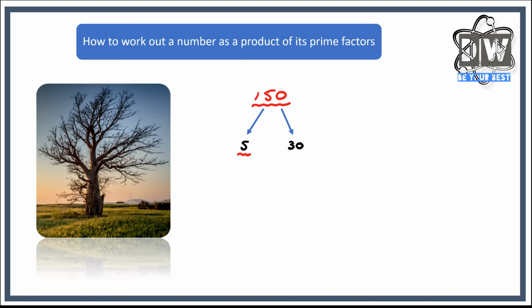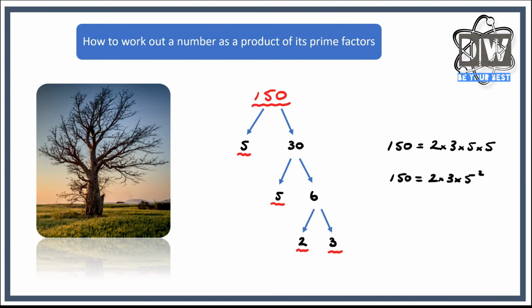But now let's go. What two numbers multiplied together, one needs to be prime, gives me 30? That would be 5 and 6. And then what two numbers multiplied together give us 6? We know this from all of them before, would be 2 times 3. And you probably see that your numbers are all the same. Even if you use them differently, you'll still get the same answer, which is 150 as a product of its prime numbers is going to be 2 times 3 times 5 times 5. And that can be written in index form as 2 times 3 times 5 squared.